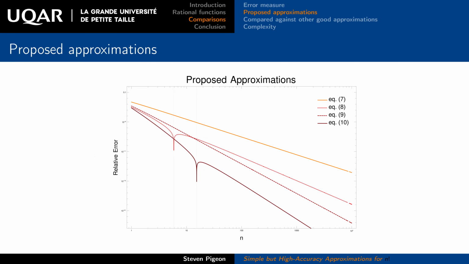Here we have a log-log plot that shows error for the different approximations. As expected, the error goes down as the degree goes up. We also see that the error goes down as n grows. It means that in a way, the approximation gets better as n grows. We also notice the two strange dips in equation 8 and 10. This is where the approximation crosses the real function, where the approximation is actually equal to n factorial.